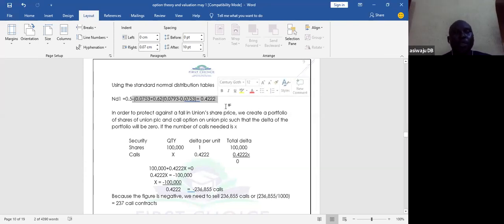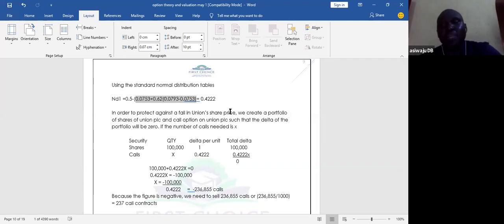Now let's go on. The question is, these figures that we derive will be deducted from 0.5. That is the standard; that is how the model is designed. So you know you are working with a model.